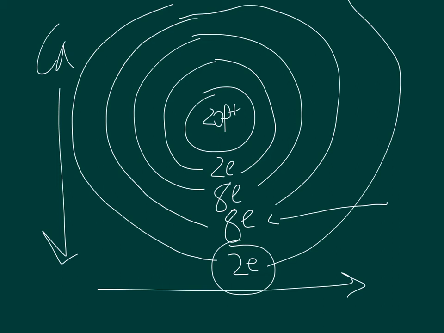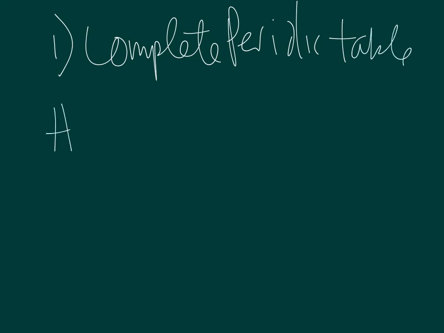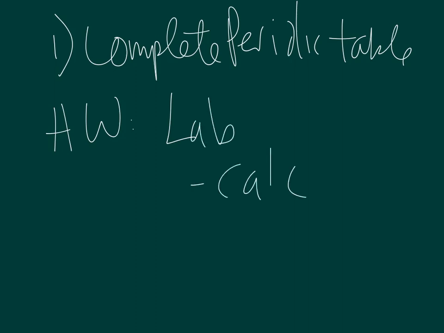Flipping that periodic table over, you'll notice a series of questions that are on the back. So, for the rest of this time today, I would like you to, number 1, complete the periodic table, front and back. And for homework, I would like you to complete your lab from last week. That means the calculations and the questions. And I will see you all on Wednesday when I get back. Good luck.